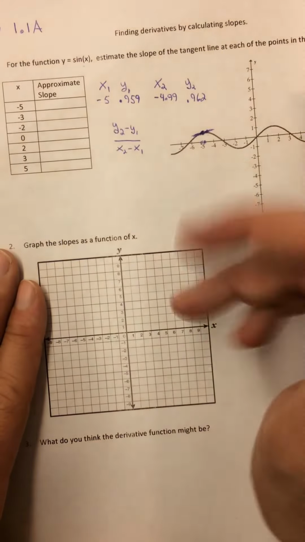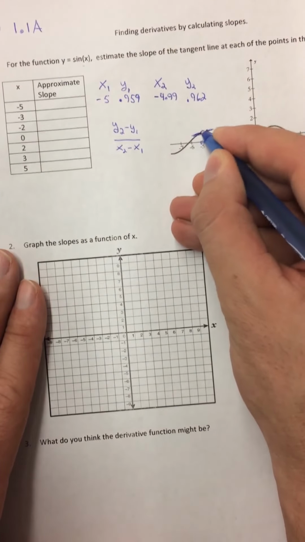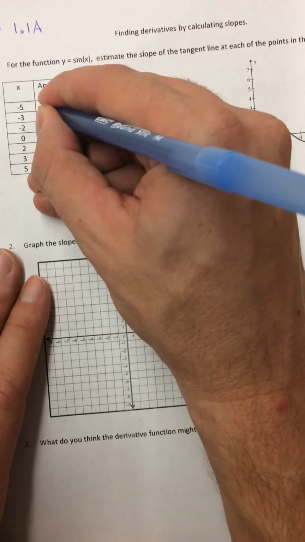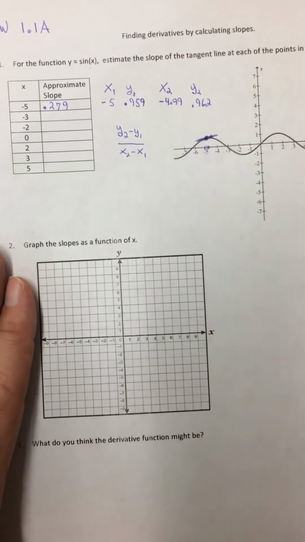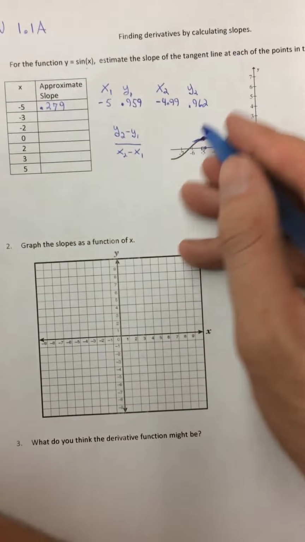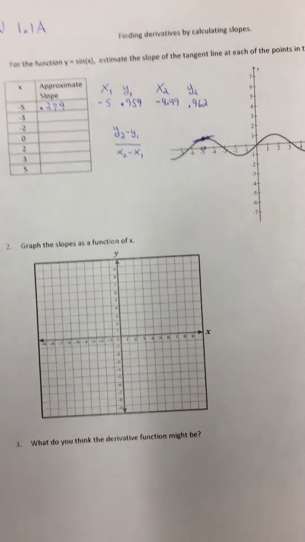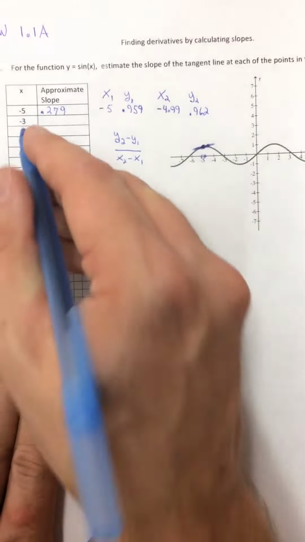What this represents is the slope between these 2 points, which is approximately the slope of the tangent line. So the slope of that tangent line is 0.279, and I'm fine to write that to 3 decimal places. So this line had a very low slope. It was almost 0.3, and we're going to do the same thing for other points.